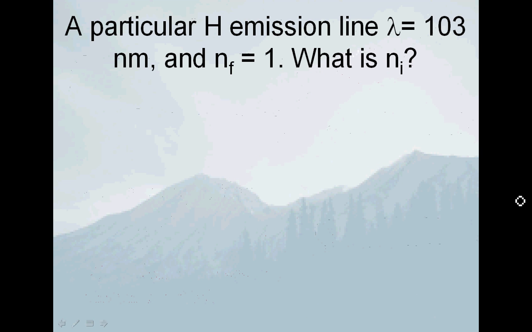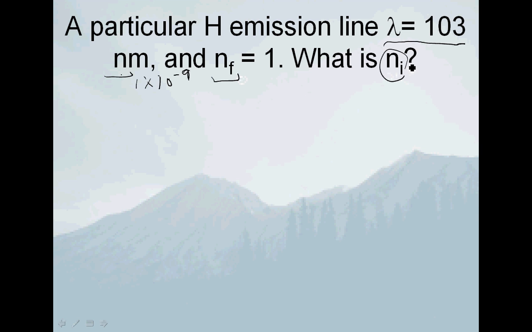So now we can do sort of like the opposite calculation. Given a photon with a wavelength of 103 nanometers, where n is a metric prefix for 1 times 10 to the minus 9, which is not a number I would expect you to memorize, so I'm giving it to you. And we know n sub f is 1, and we're calculating n sub i.